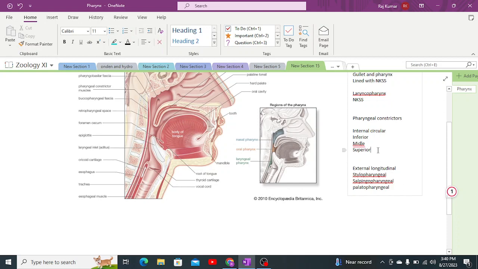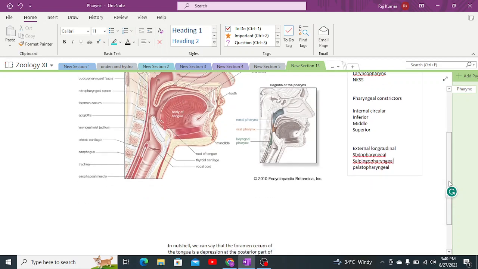And when it comes to their arrangement, the inferior, middle, and superior constrictors are combined together. These three types of constrictors overlap over each other, due to which they form a single layer, known as the musculature. Apart from which, we have the control. Both types of pharyngeal constrictors, circular and longitudinal, are controlled by the vagus nerve, cranial nerve 10, but the stylopharyngeal constrictor is the only constrictor which is controlled by the glossopharyngeal nerve, which is cranial nerve 9.